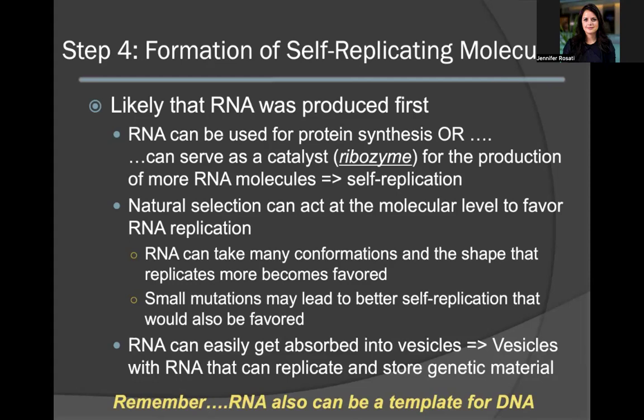It is also important to note that RNA can easily get absorbed into vesicles. Thus, vesicles that contain RNA can self-replicate and also store genetic material. Also remember an important point that RNA can also be used as a template for DNA, thus supporting the idea that RNA was likely the first nucleic acid produced.